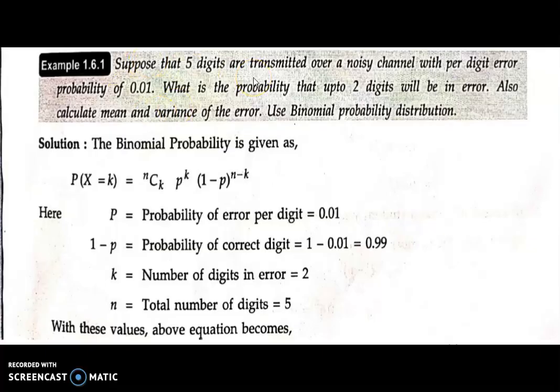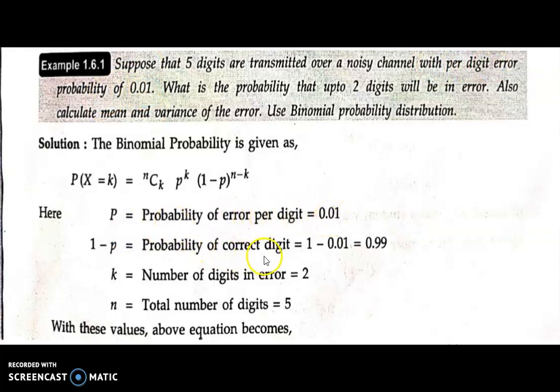So let's look at another example problem. Suppose that 5 digits are transmitted over a noisy channel with a per digit error probability of 0.01. What is the probability that up to 2 digits will be in error? Also calculate the mean and variance of the error. So here we need to consider that 5 digits are transmitted over a noisy channel. That means n is equal to 5. And what are they asking you to find? The probability that up to 2 digits will be in error. So that is k equal to 2. And what is the probability that the digits are transmitted with error? It is given 0.01. So the probability of error per digit is 0.01.